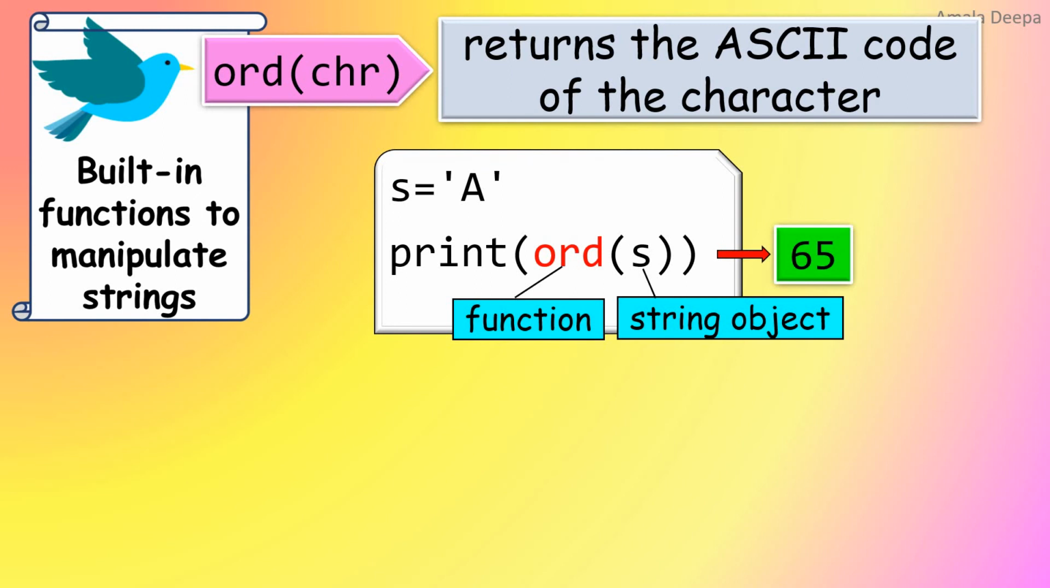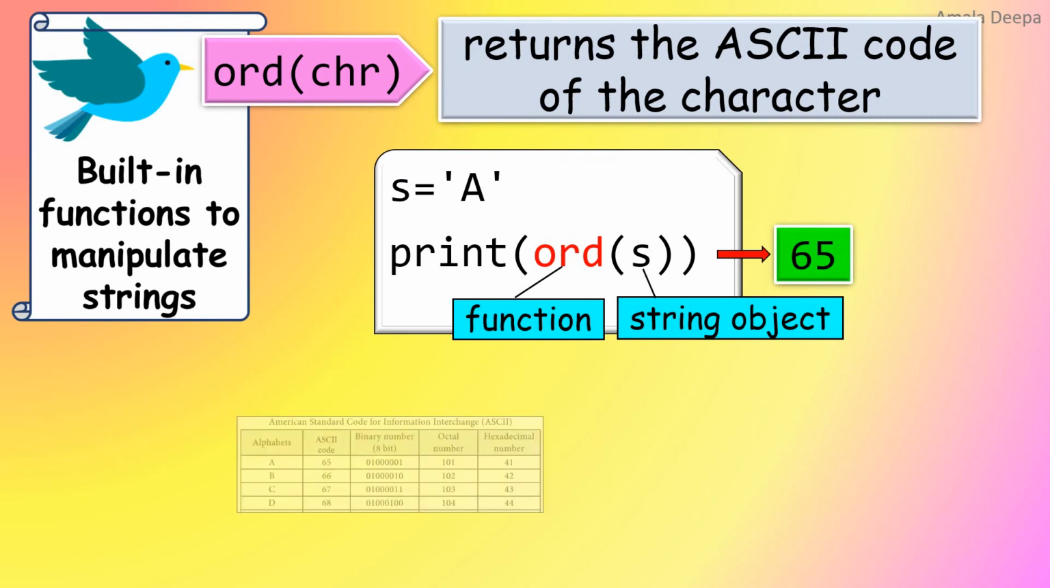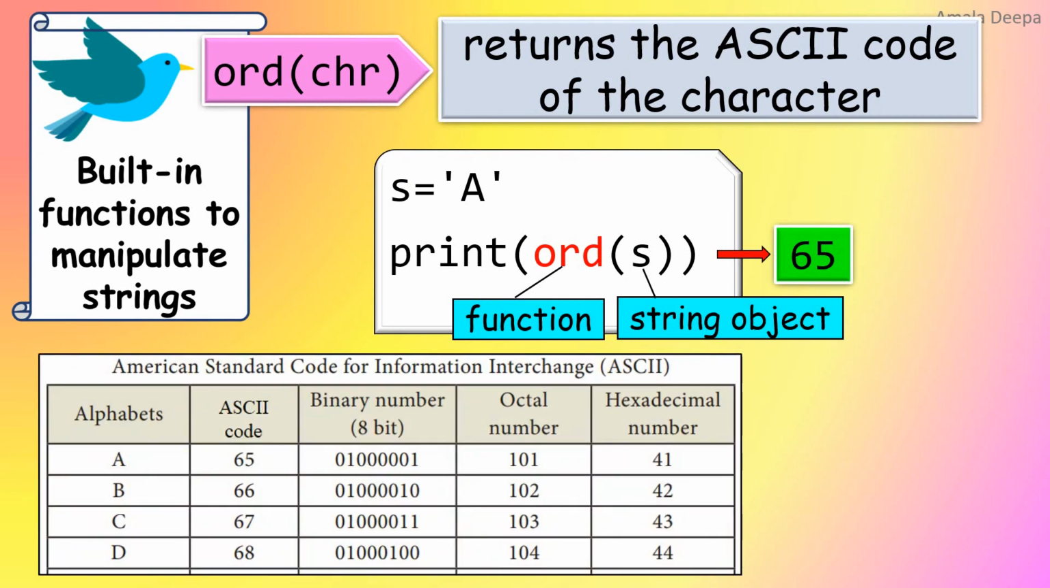So how to know that 65 is the right answer? For that we have to look up the ASCII table. In this table you can see uppercase A has the ASCII value 65. So the ord function can be used to find the ASCII code of a character.